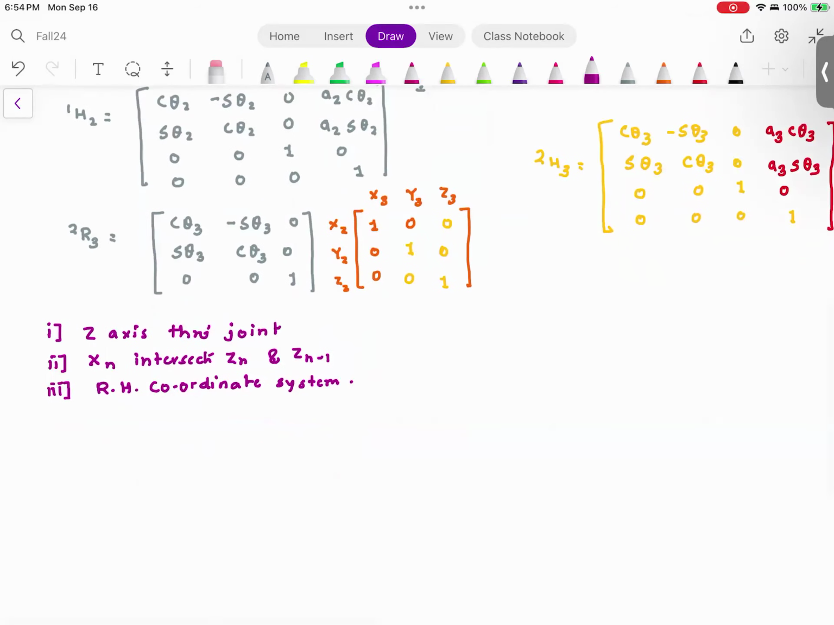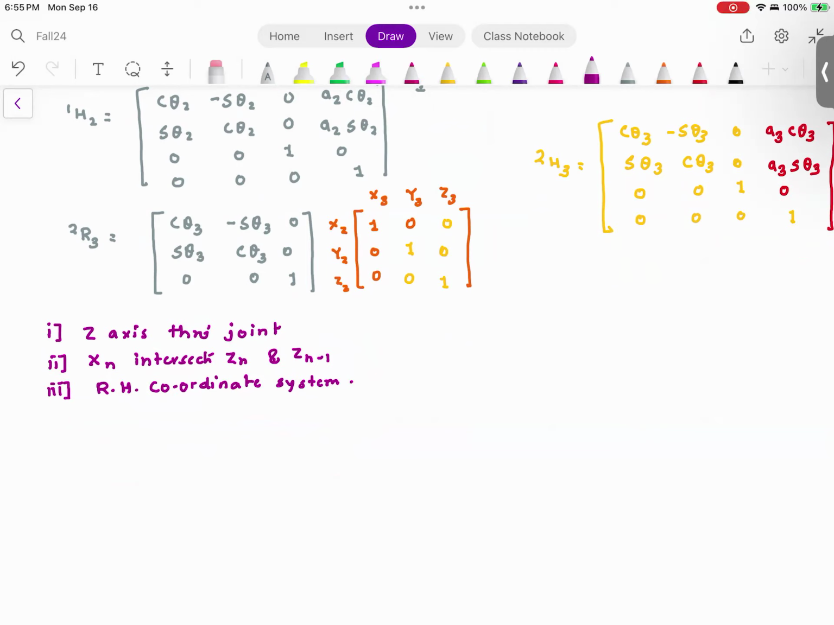Imagine now what you have is you are trying to solve the last three joints of this robot. You are trying to solve last three joints of the robot. Once again, joint 4, joint 5, and joint 6. They are perpendicular to each other.